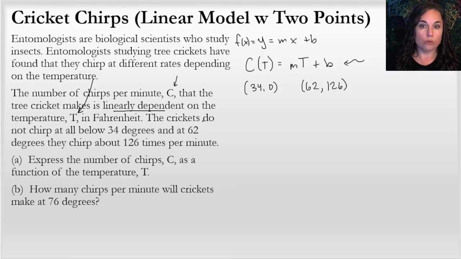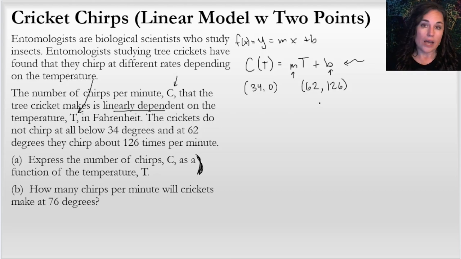And I'm going to use the 2 points to find a function and fill in the m and the b values for that linear function. Express the number of chirps C as a function of the temperature T.